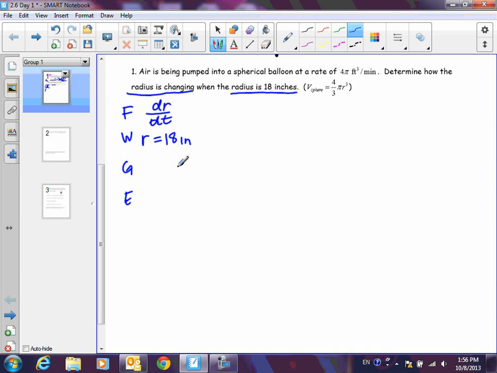Now I'm going to read it again, and I want you to think about any information that's given that I haven't written down yet. Air is being pumped into a spherical balloon at a rate of 4 pi cubic feet per minute. So it's a rate, which means it's a derivative. The derivative of what? Volume. How do you know that?